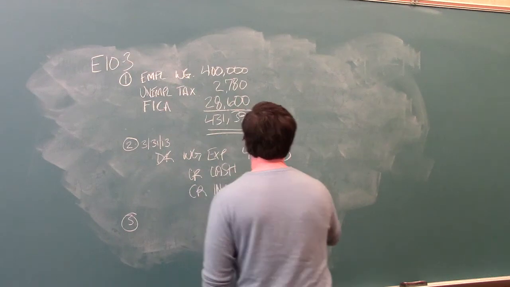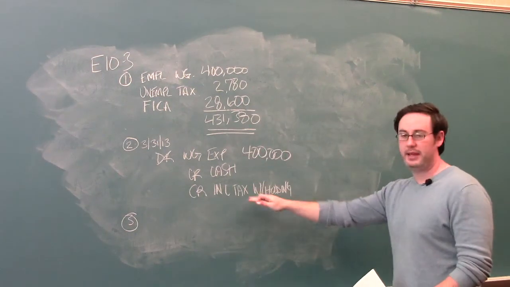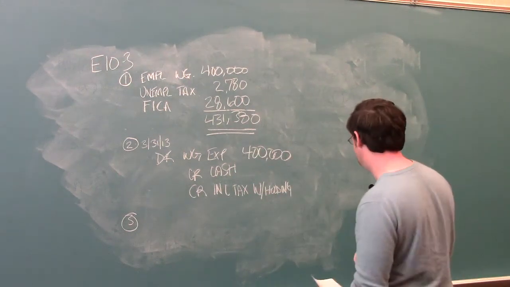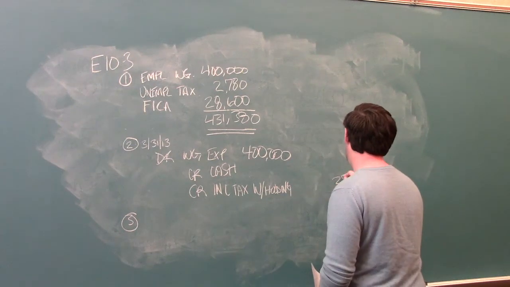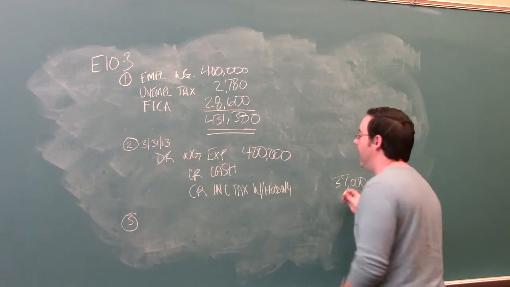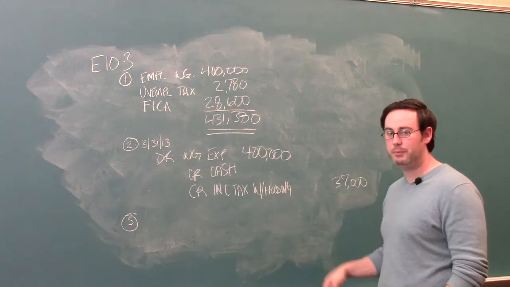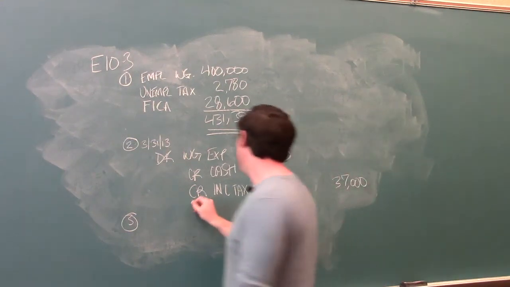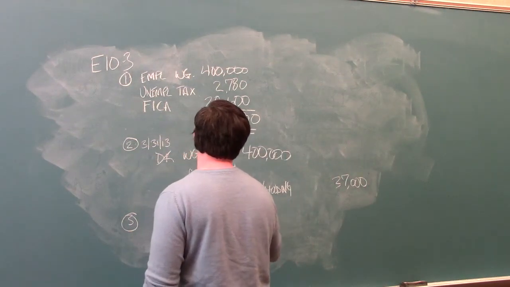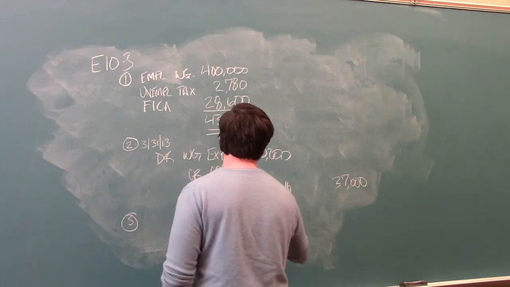for the employee, and I'm going to shorten this out. You could make this a longer title, but I'm going to shorten it out and just say income tax withholding, and it's going to be $37,000. That amount is withheld from this $400,000 on behalf of the employees, will be remitted back. We also have FICA, so I'm going to say FICA withholding.